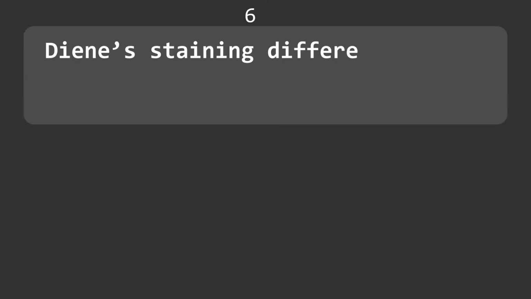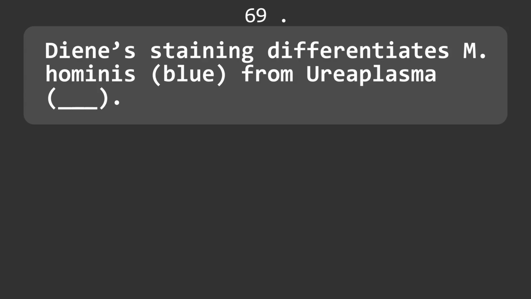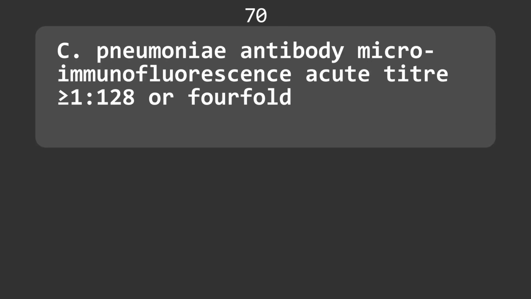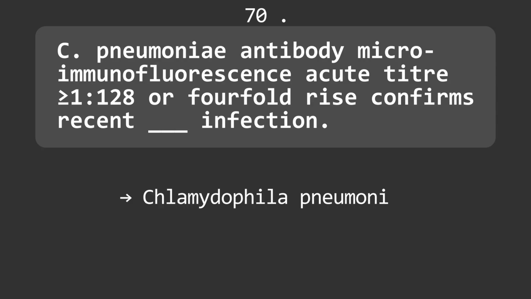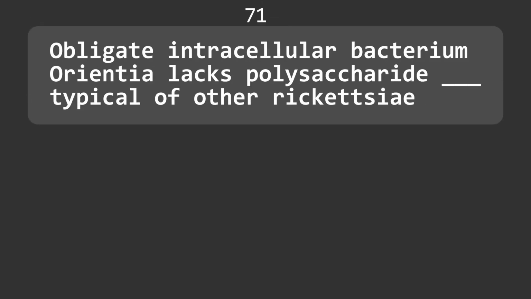DNA staining differentiates M. hominis, blue, from ureaplasma, brown-yellow. C. pneumoniae antibody microimmunofluorescence acute titer greater than 1:28 or 4-fold rise confirms recent infection, Chlamydophila pneumoniae. Obligate intracellular bacterium orientia lacks peptidoglycan and LPS typical of other rickettsia.